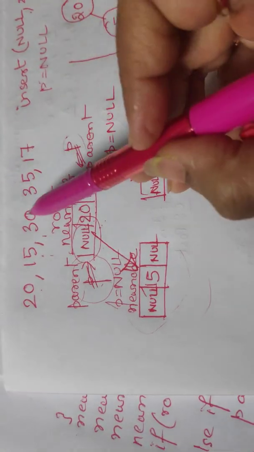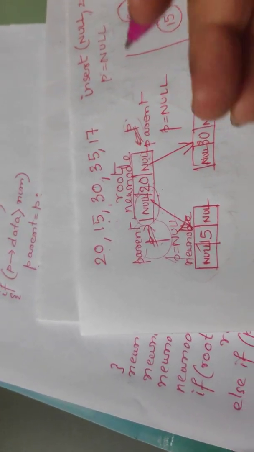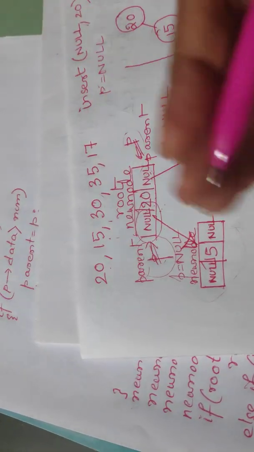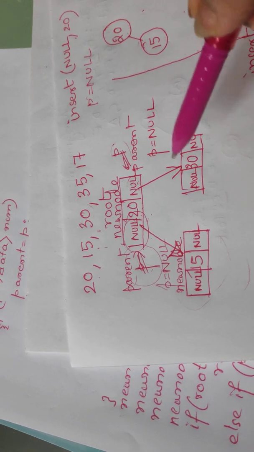Clear? Now come to 35. Again let us start the algorithm. I want to do 35 because it will give you a better understanding of how the second level works. We are in the first level only, which is much easier. Let's go to the second level.